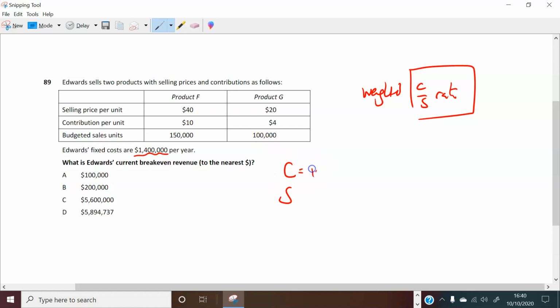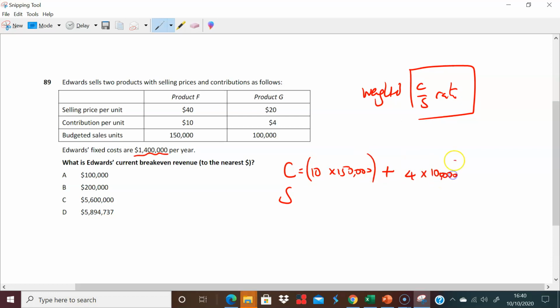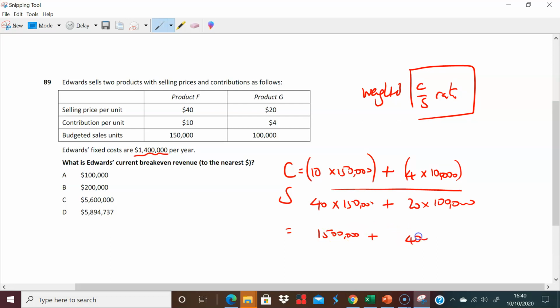So let's just see what the total is. So the total really is 10, isn't it? It's based on, when I say weighted, it's based on the number of units, 10 times 150, plus 4 times 10 times 100,000, sorry, divided by selling price, which would have been 40 times 150, plus 20 times 100,000. So if I add all this up, I'm going to get 1.5 million plus 400,000 divided by 6 million. Yes, there's 6 million over there, plus 2 million here. So what this ends up being is 1.9 million over 8 million.